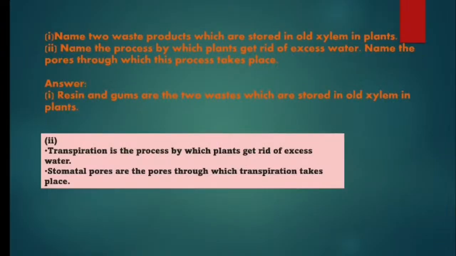Okay, next question. Name two waste products which are stored in old xylem in plants, and name the process by which plants get rid of excess water. Name the pores through which the process takes place. The two waste products are resins and gums. Okay, resins and gums are the two wastes which are stored in the old xylem in plants, and the process by which plants get rid of excess water is transpiration, and the pores through which the process takes place are stomatal pores. All right.